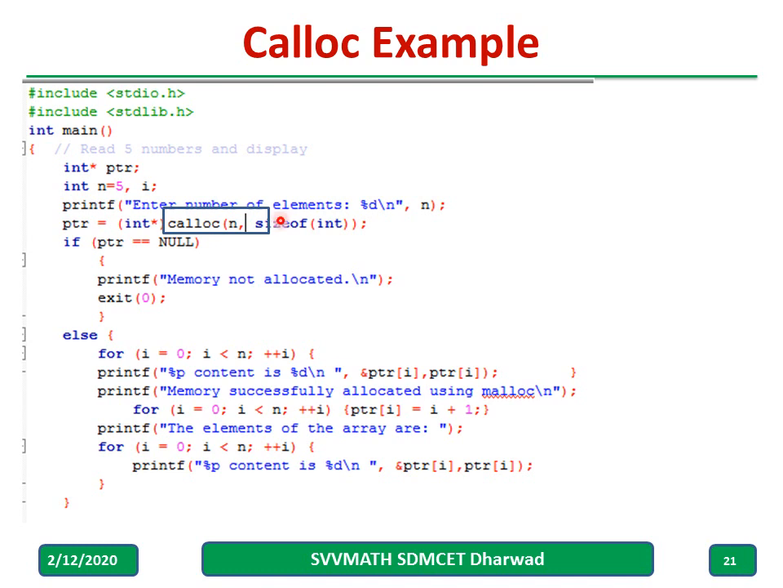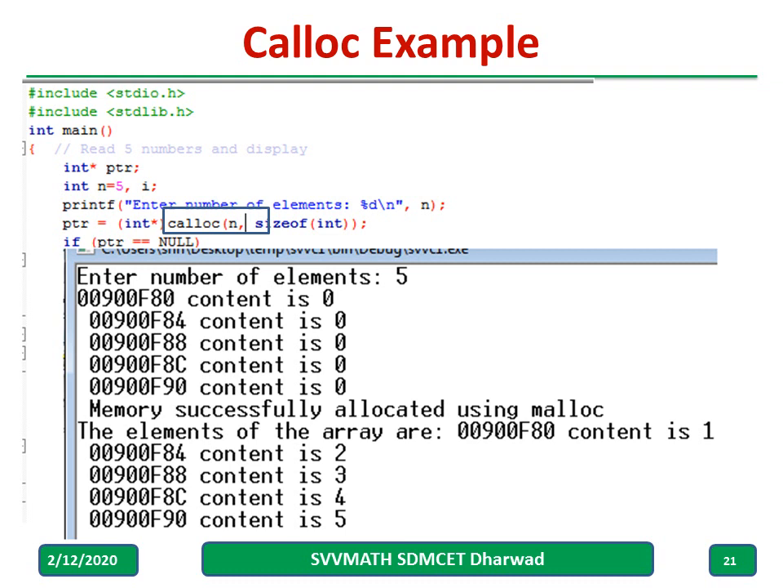Now, the same program, instead of malloc, a small change is there. You have made it calloc. The remaining we have kept as it is, the same program. Now, the difference is, as soon as you use calloc, the contents are initialized to 0. Earlier it was garbage. Now it is initialized to 0. And after the assignment, whatever I am assigning is stored in the memory.